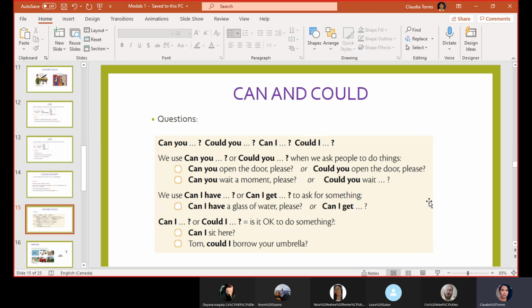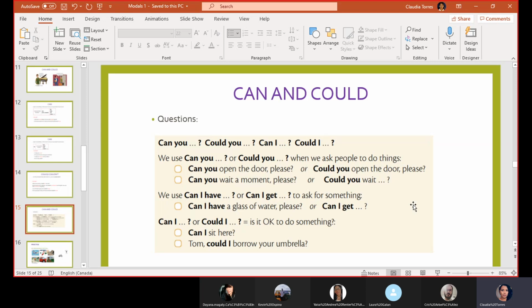Now, can and could for questions. Now look at this one. We can use can you or could you when we ask people to do things, right? Like in the picture, could you open the door, please? And remember, it's more polite to say could you than can you. So here you're asking people to do things for you. Can you open the door, please? Can you wait a moment? Can you cook for me? Things like that.